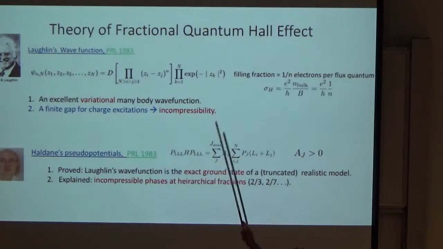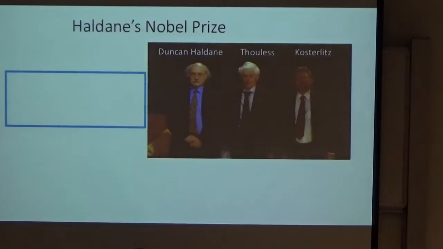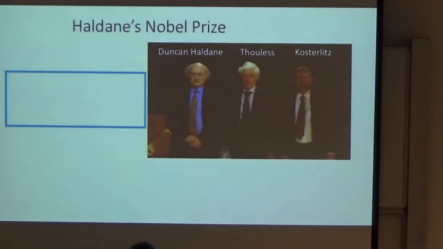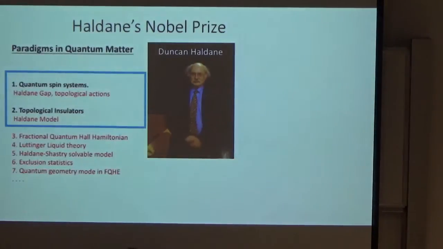So he explained why the wave function is justified, and he also got other fractions, called the hierarchy of Haldane and Halperin, and other fractions that appear in the experiment. So that was his contribution, for which he did not get the Nobel Prize. The Nobel Prize went to Laughlin, but I want to show you what he got the Nobel Prize for. The Nobel Prize Duncan Haldane got was essentially for two works that he did, on quantum spin systems and on topological insulators.